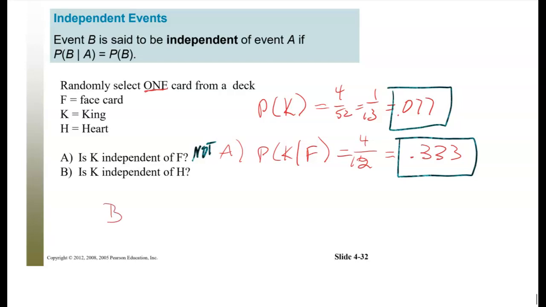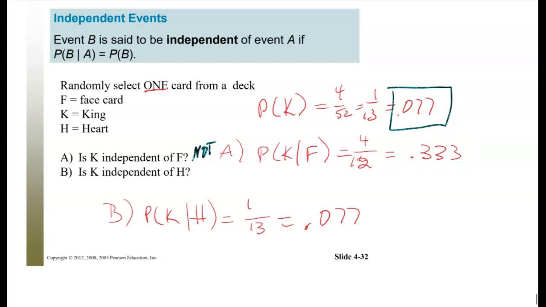Let's take a look at B. We already know the probability of K, so let's look at the probability of K given H. What's the probability of a king given that you have a heart? Remember, we're going to limit our sample space now to just hearts. How many hearts are in a deck of cards? There are 13 of them. And of those 13 hearts, how many are kings? Just 1. So we have 1 out of 13, 0.077. Please notice that 0.077 is also the probability of just K. So, king is independent of hearts, but it is not independent of a face card.